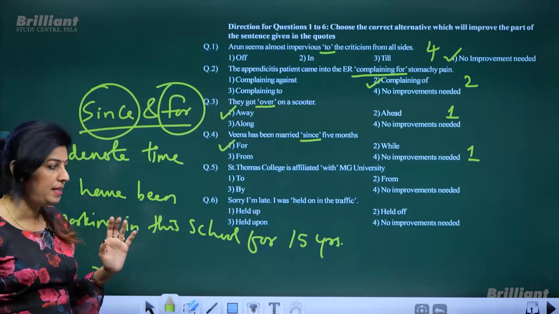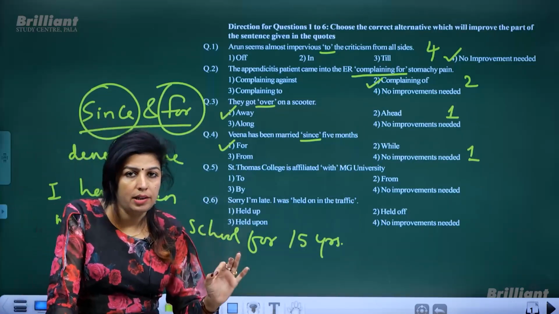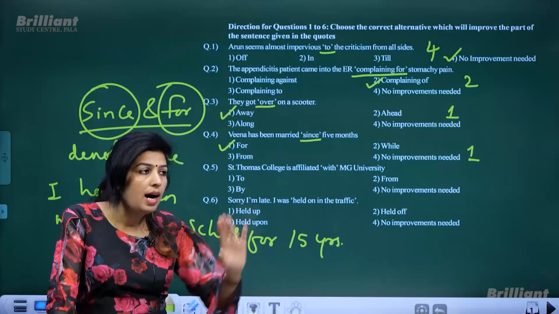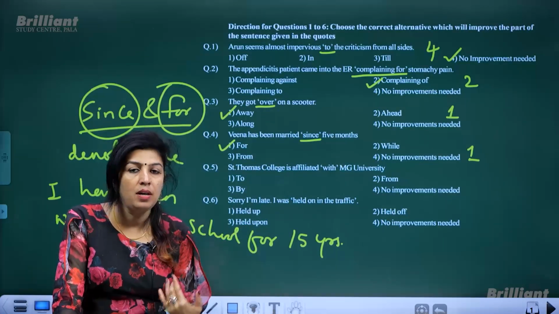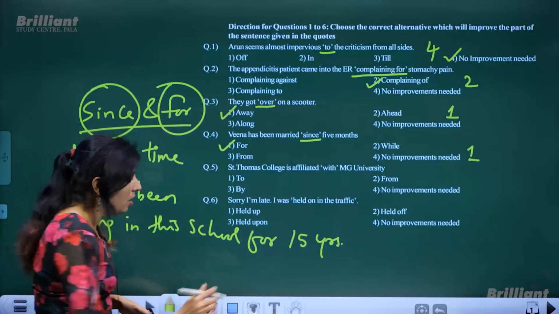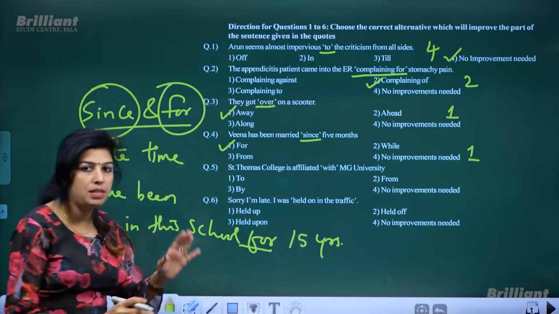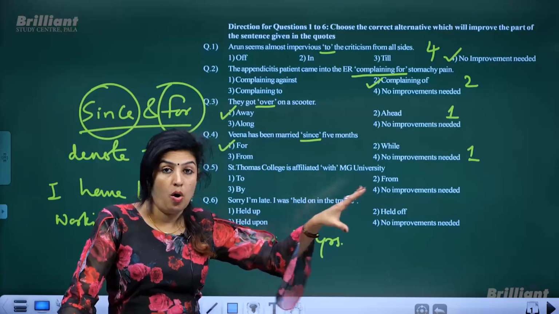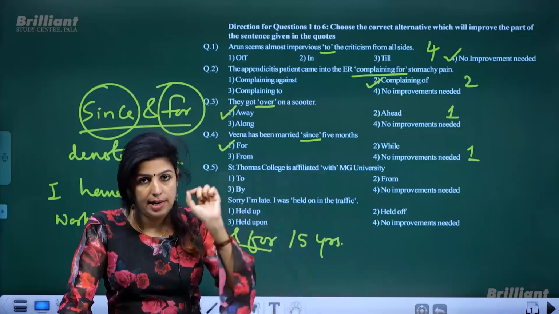For 15 years. That means I did not tell you the exact year when I joined the school. Instead, I said that I have been working here. I'm still working there. So I have been working there for 15 years. That means a duration of time. How long? The duration. Not exactly the point.